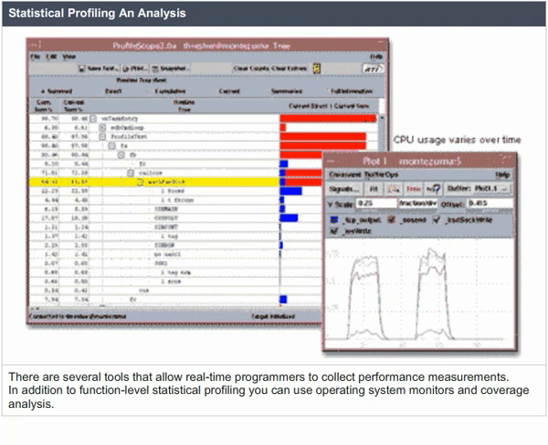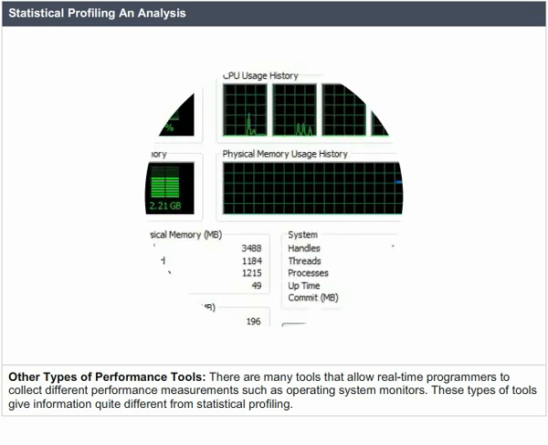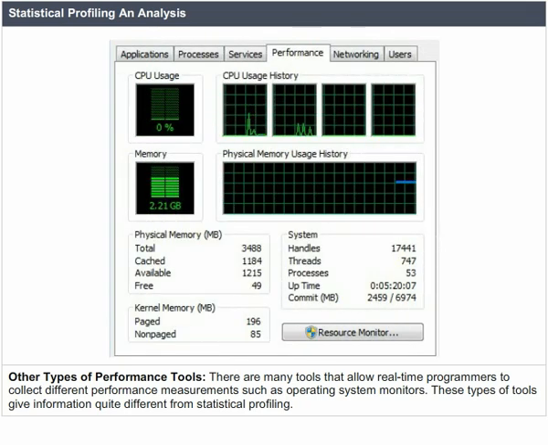In addition to function-level statistical profiling, you can use operating system monitors and coverage analysis. All these tools are useful for tuning your application code for maximum performance. While they are very different, their output is quite complementary. Other types of performance tools. There are many tools that allow real-time programmers to collect different performance measurements, such as operating system monitors.